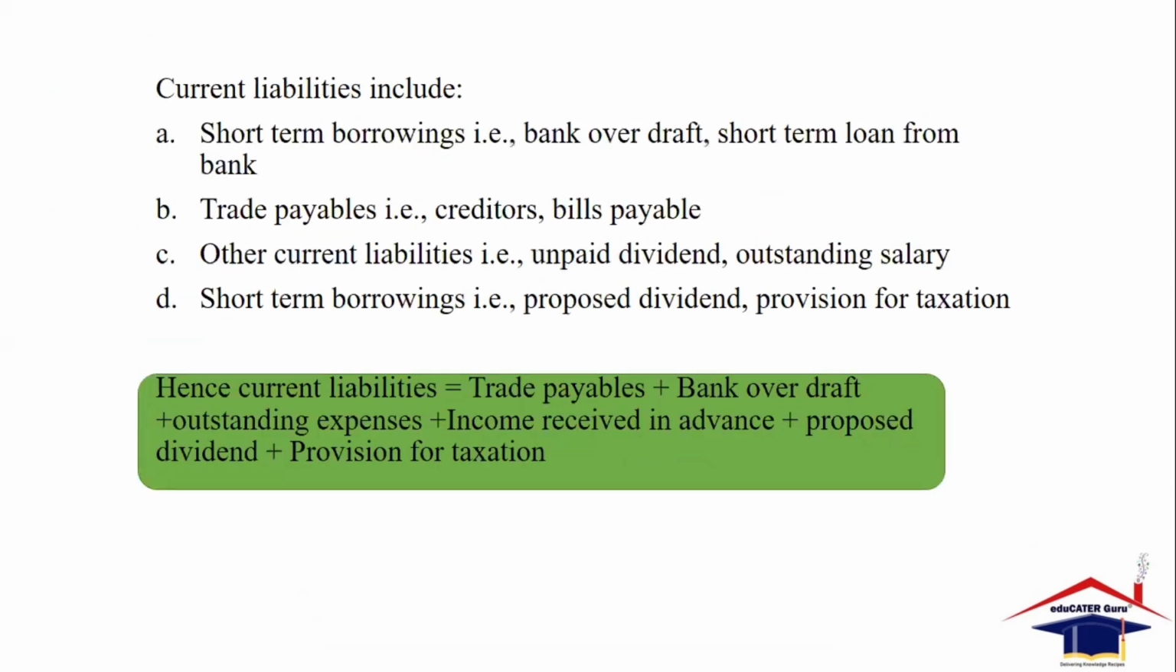Next, current liabilities. This includes short-term borrowings, that is bank overdraft and short-term loans from the bank, trade payables like creditors, bills payable, and other current liabilities, which is nothing but outstanding salary and unpaid dividend. Also, we have short-term provisions, that is proposed dividend and provision for taxation. So, in short, current liabilities consist of trade payables, bank overdraft, outstanding expenses, income received in advance, proposed dividend, and provision for taxation.